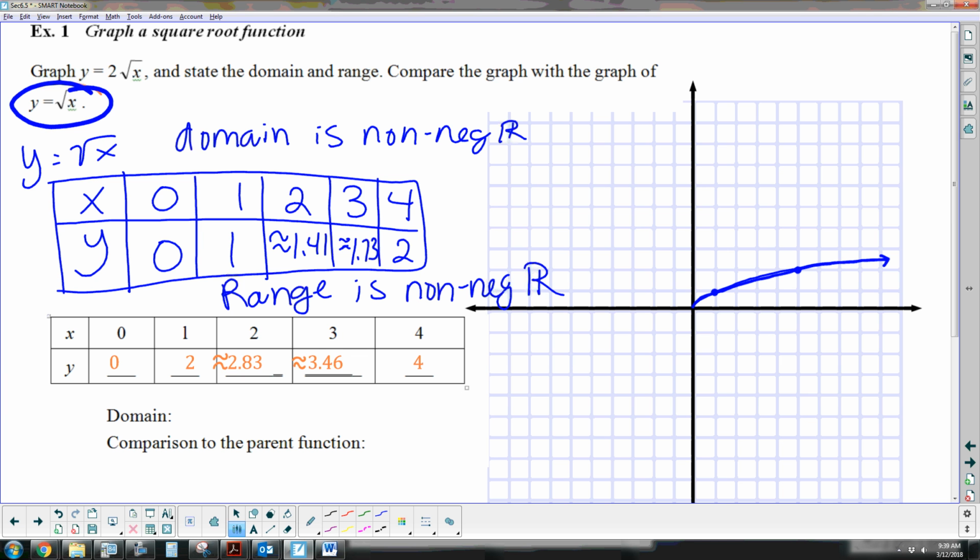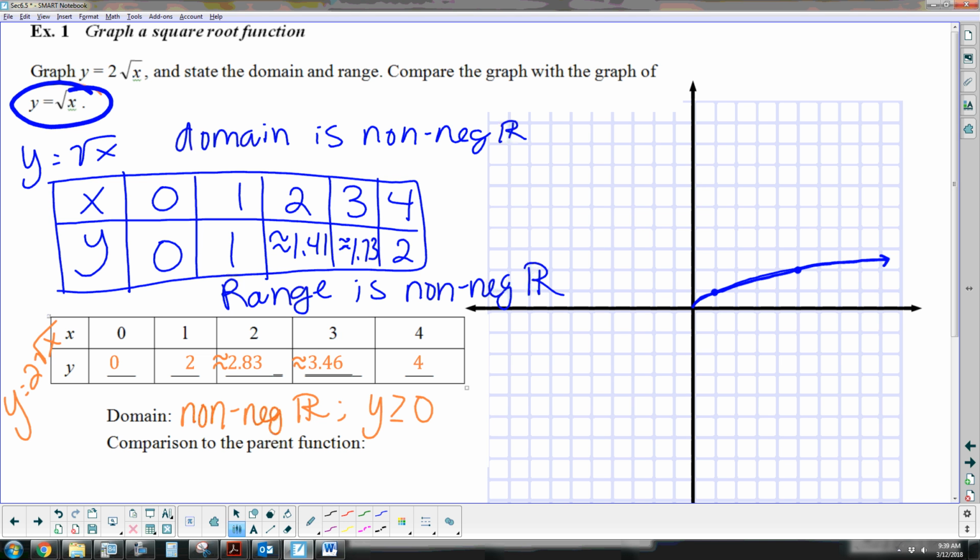Now, if you look at the graph y equals 2 times the square root of x, in the second graph here, our domain is the same. Our domain has to be non-negative real numbers. And because our domain is non-negative real numbers, our range also has to be non-negative numbers, or y has to be greater than or equal to 0.